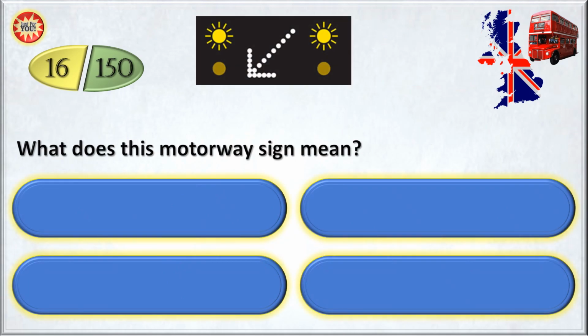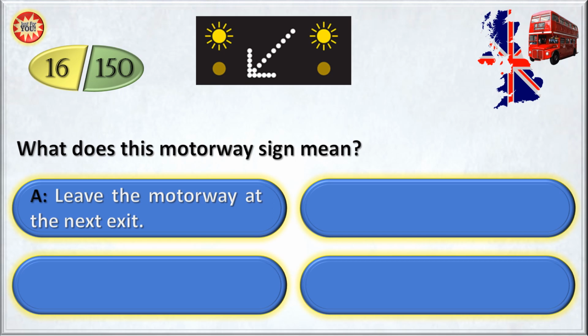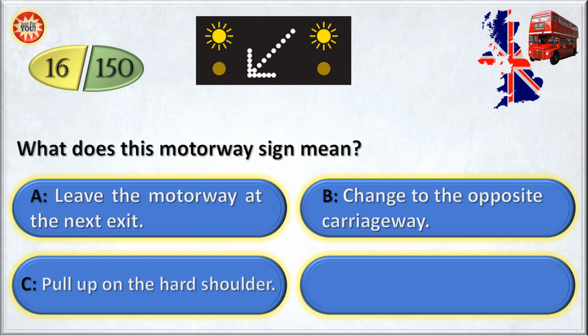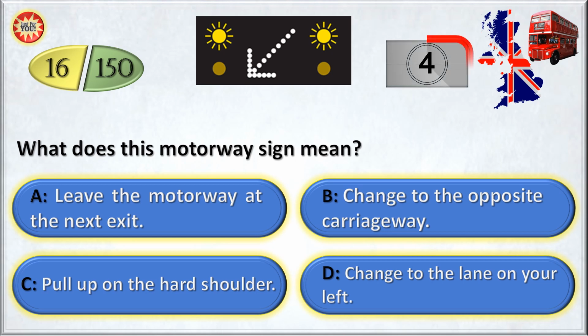What does this motorway sign mean? Leave the motorway at the next exit. Change to the opposite carriageway. Pull up on the hard shoulder. Change to the lane on your left.